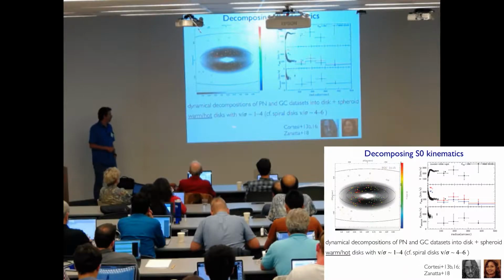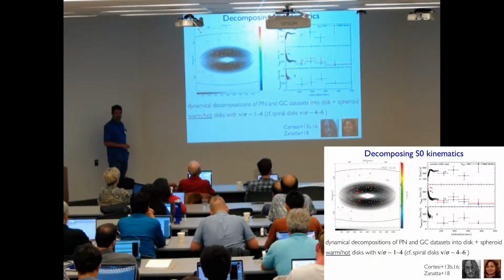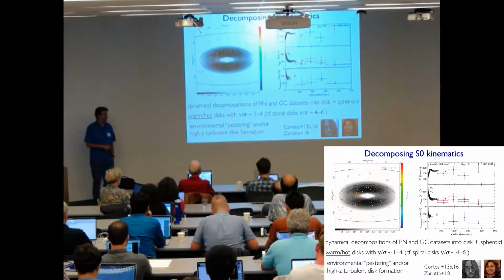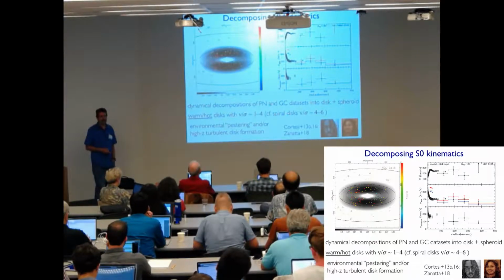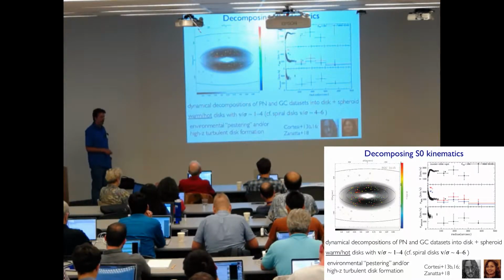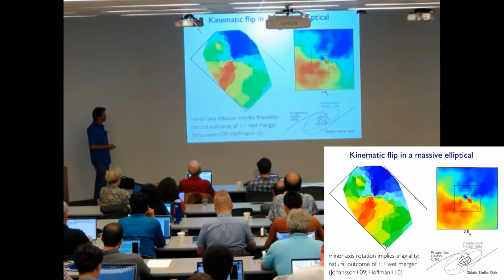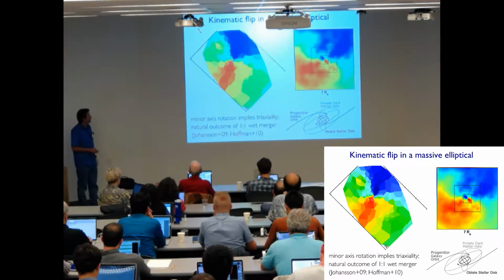And one of the inferences is that the S0 disks are fairly warm or hot, V over sigma 1 to 4. So this is hotter than the spiral galaxy disks. So they're not simply faded spirals. There's either some sort of harassment that's gone on to heat the disk, or they were born hot. Maybe it's some high redshift turbulent disk formation mechanism, kind of like you heard about with M31. And Duncan already showed this thing.